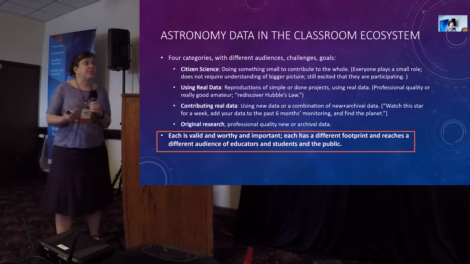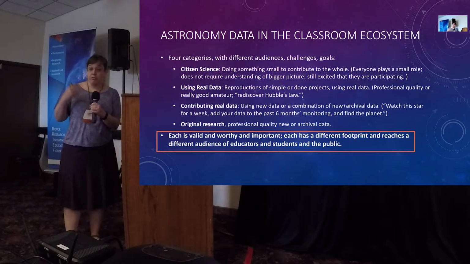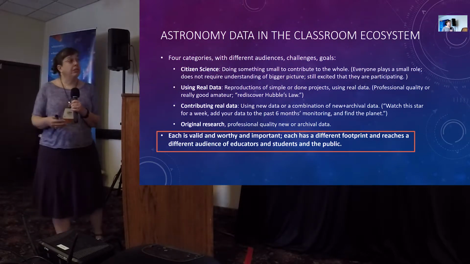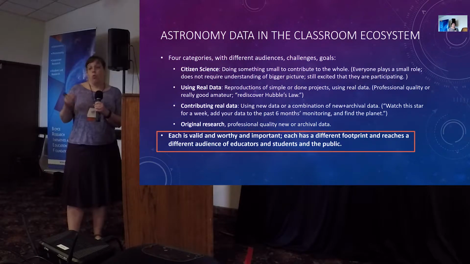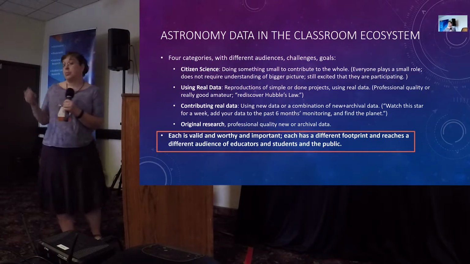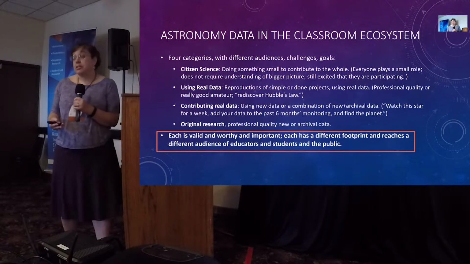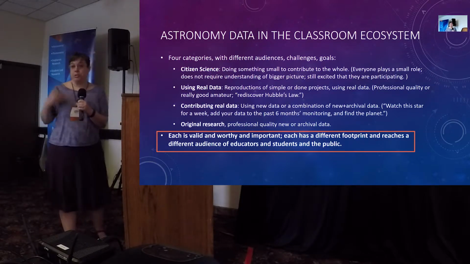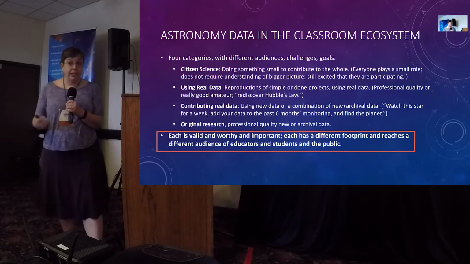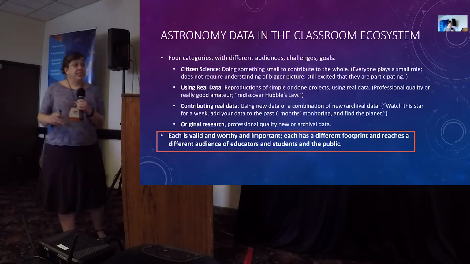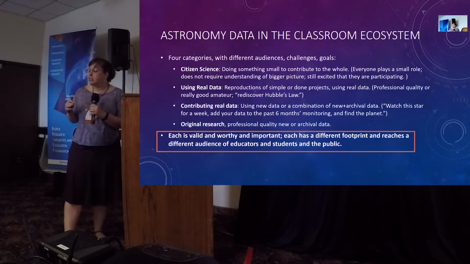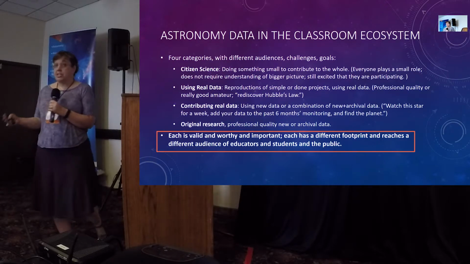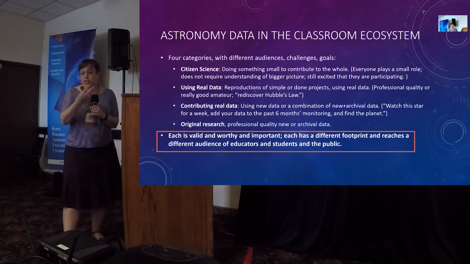You can work with projects where the participants are contributing real data. And they might be using a combination of new and archival data or just the new data. And an example of that might be watch this star for a week, add your data to the past 6 months monitoring, and find the exoplanet that we know is there. And then the last broad category is original research, where you're doing professional quality data and doing real science. I want to emphasize that, like a real biological ecosystem, all parts of this ecosystem are important. Each of these categories is valid and worthy. There's no value judgment in this ordering.